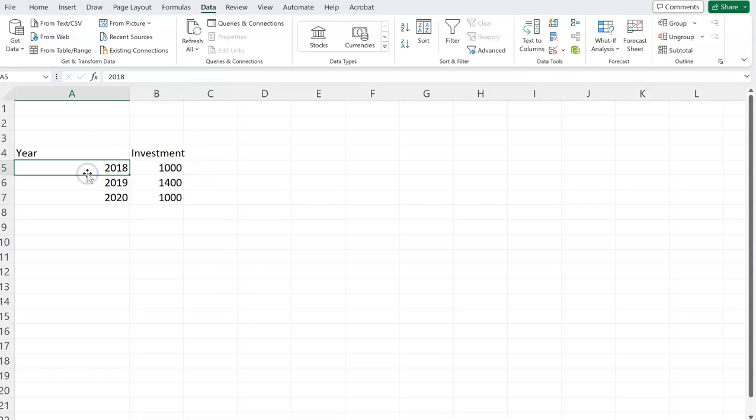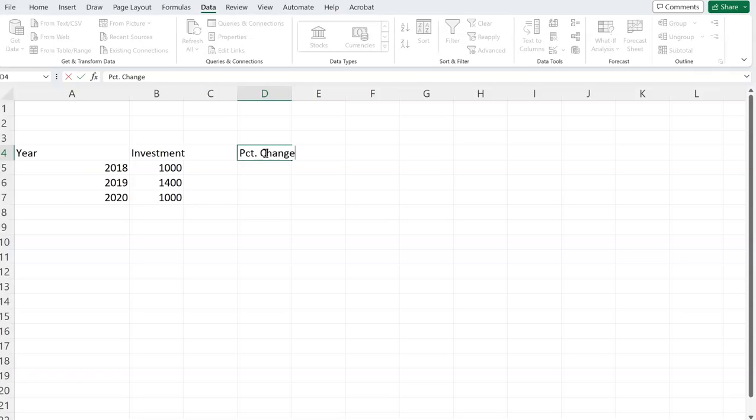Supposing in these 3 years, in 2018, 2019, 2020, I have this much investment. So let's say in 2018 I invested $1,000 and it grew to $1,400 in 2019. And in 2020 it fell back to $1,000. So if I were to find the percentage change of my investment, or the growth of my investment, I would do basically new minus old investment divided by the old investment times 100. And it would come up to be 40%.